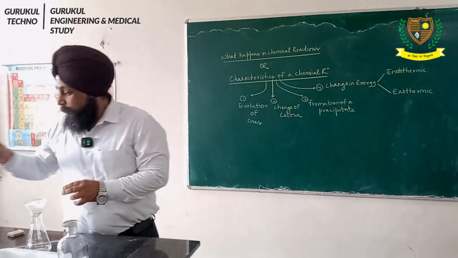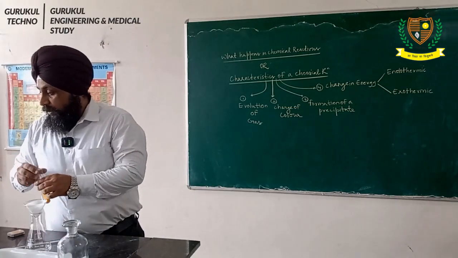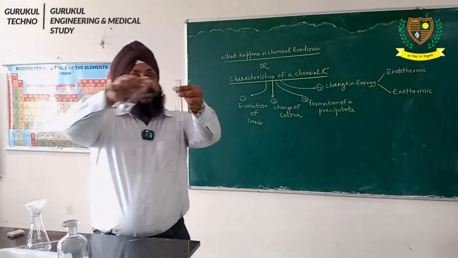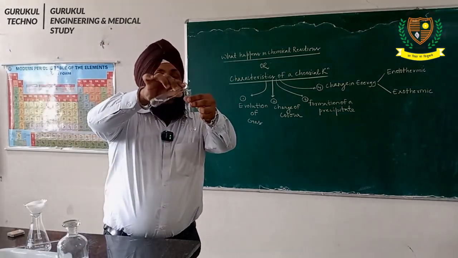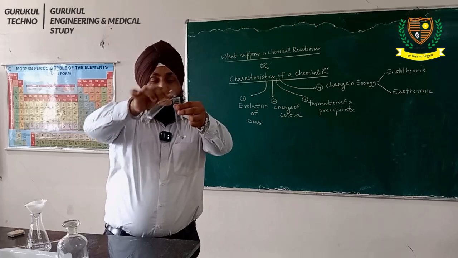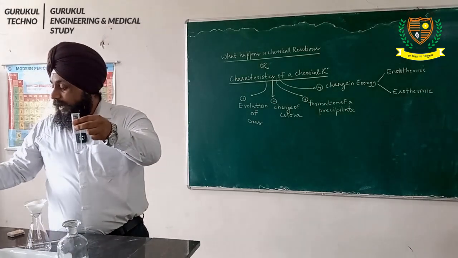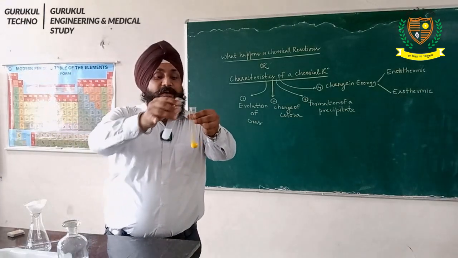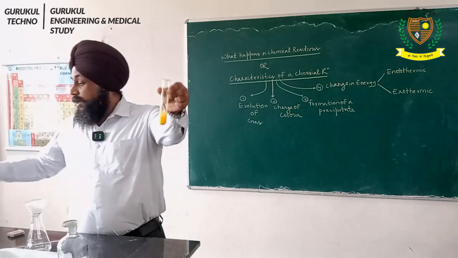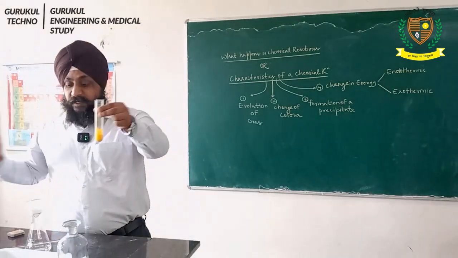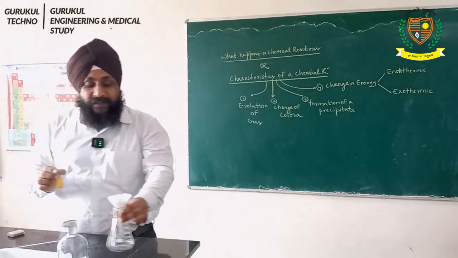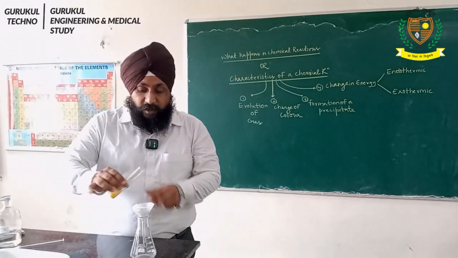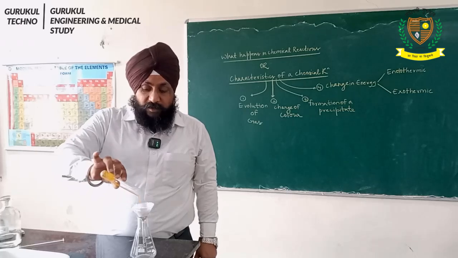Now students, if the same experiment is done again, I take potassium iodide and add lead nitrate to it. I get an insoluble substance, that is a precipitate. To show you that the substance is insoluble, I am going to filter it.